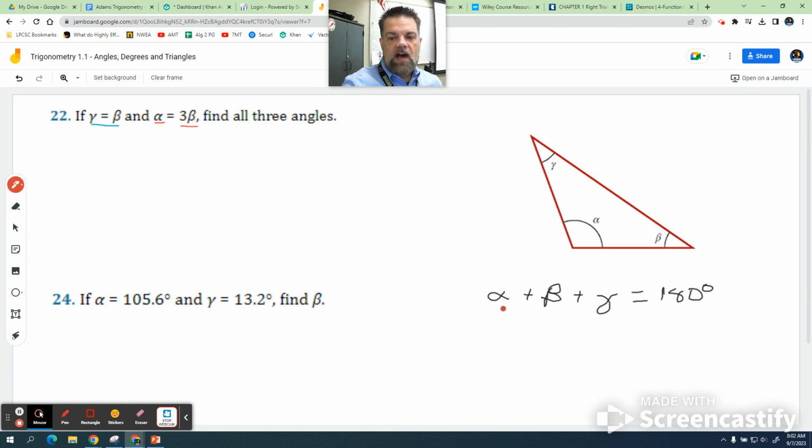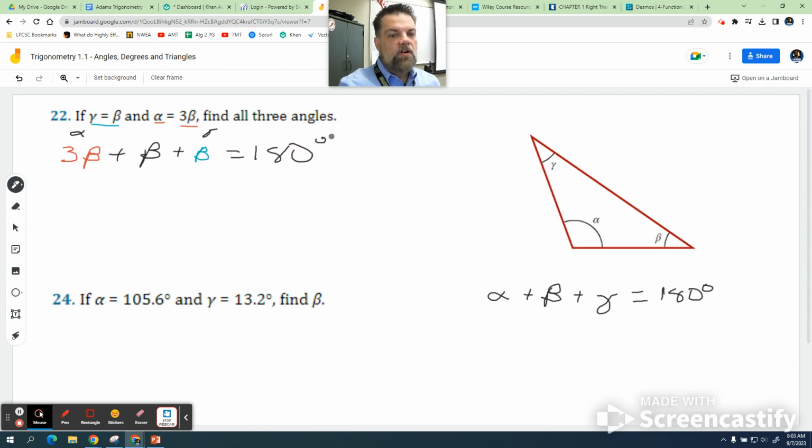So this is alpha, but we're being told that alpha is equal to 3 times beta, okay? So I'm just replacing this alpha with this. Plus beta is just beta, plus, now normally we would put gamma here, but instead of gamma, we're going to substitute in another beta. And then all three of these are equal to 180 degrees.